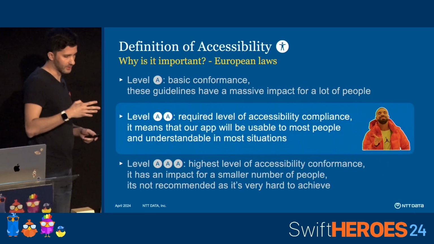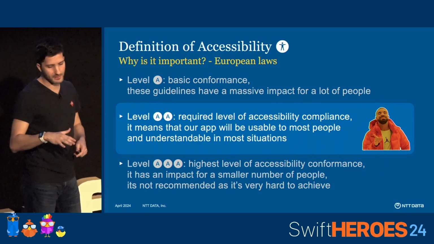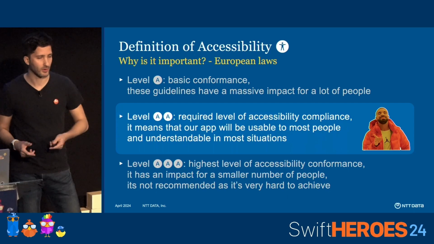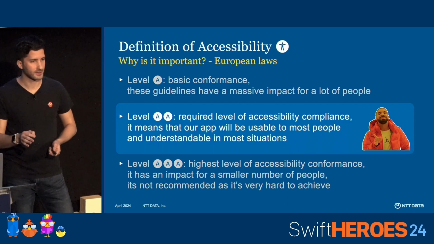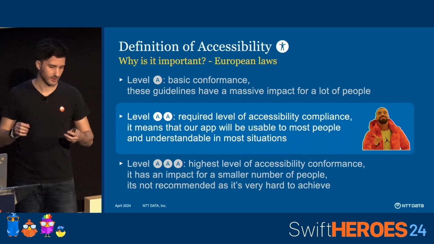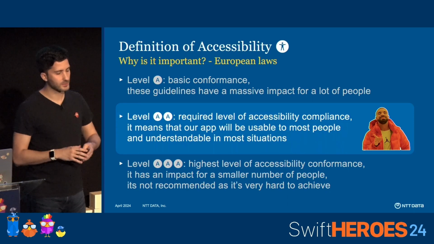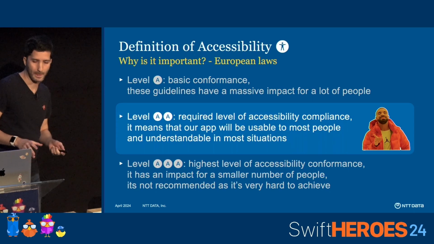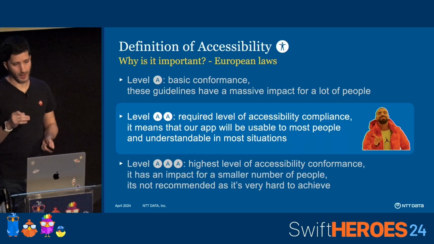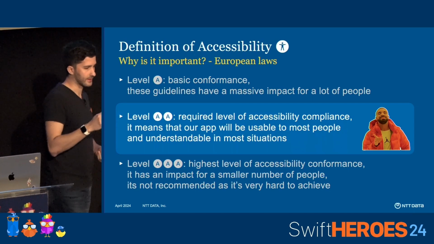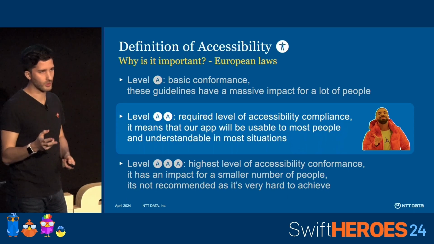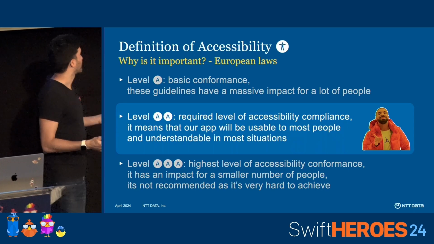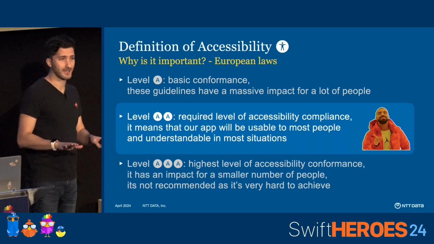There are several degrees of conformance, level A being the basic one, and it already has a massive impact on a lot of people, but the level that we should be targeting is level AA, which is the required level of accessibility, and it means that our app will be accessible to most people and in most situations. There's also another level of compliance, which is the highest one, and it's really not recommended to work with it because it's very hard to achieve. And I mean, there is a reason they call it level AAA.